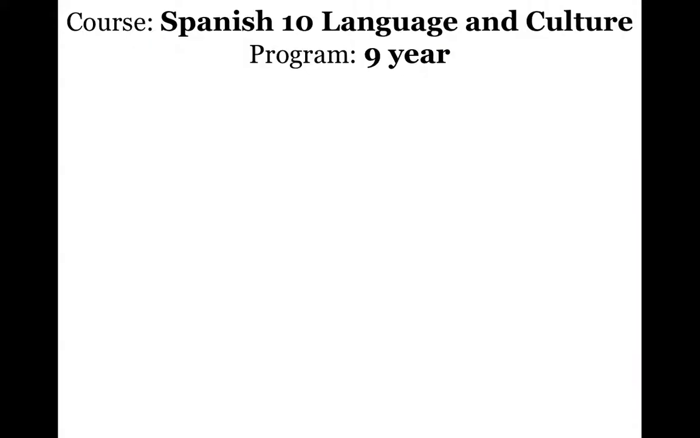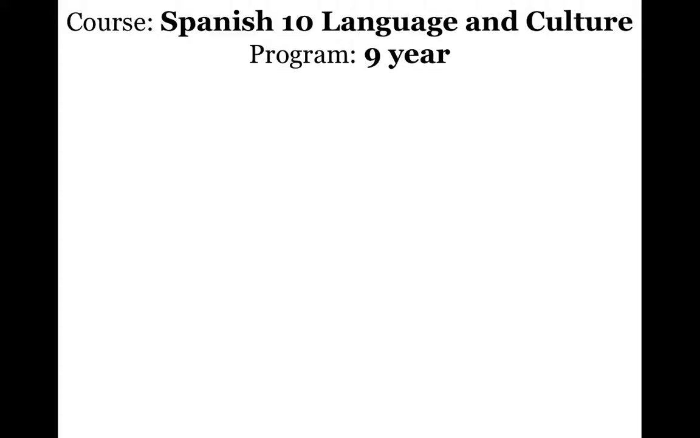So first off, guys, it's really, really important that you know which course you're in and which program you're in. I'm in charge of all three Spanish programs here at Argyle, the 3Y, 6Y, and 9Y program, which means there are 18 different kinds of Spanish courses, 18 different levels. So it's really important that you know which level you're in. Currently you're registered in Spanish 10 of Language and Culture. That is the name of the course.